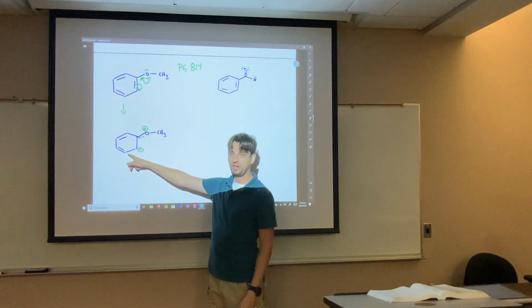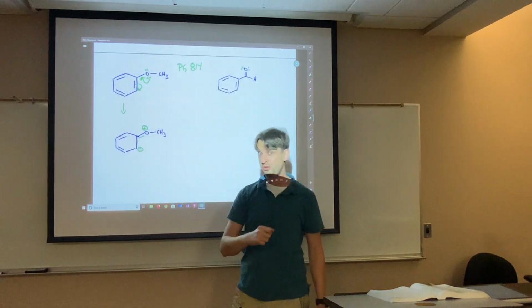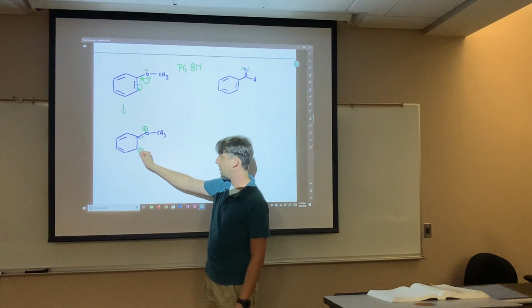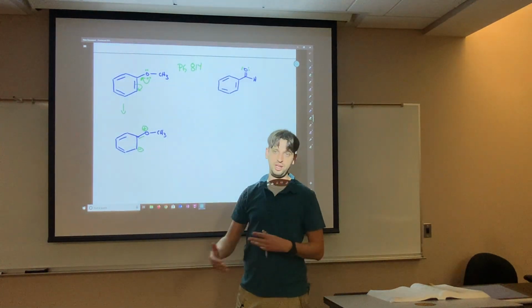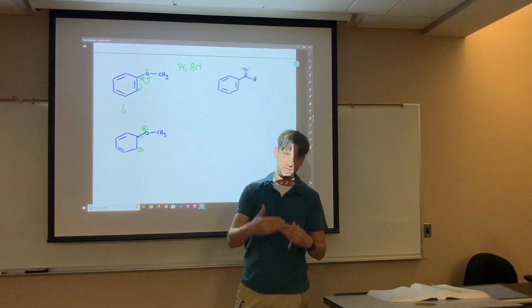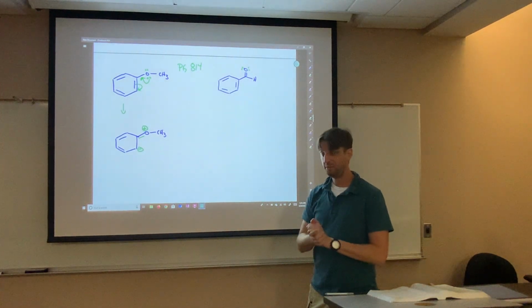Not only are we activating this ring, if you take a look at where the negative can end up, please go through and draw the resonance structures, right? We put the negative charge here, here, and here. That's why we can explain that they are ortho-para directors, and we can explain why it's activated, okay? You guys with me on that one, right?